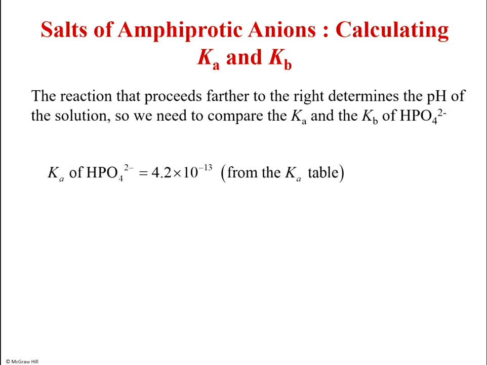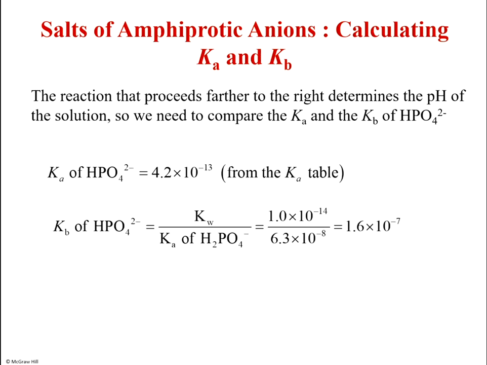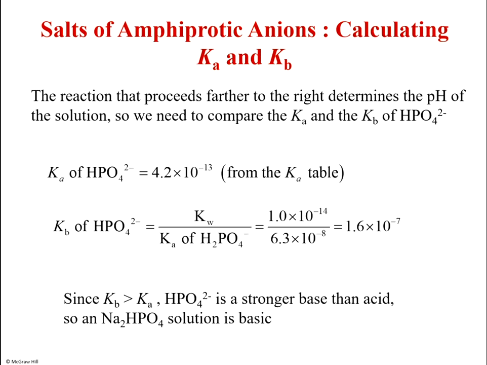So, in order to determine what dominates, we look at the Ka and the Kb. The Ka of phosphoric acid is 4.2 times 10 to the minus 13. The Kb of monohydrogen phosphate is 1.6 times 10 to the minus 7. In this case, since Kb is greater than Ka, monohydrogen phosphate dianion is a stronger base than acid. So a sodium monohydrogen phosphate solution is going to be alkaline.